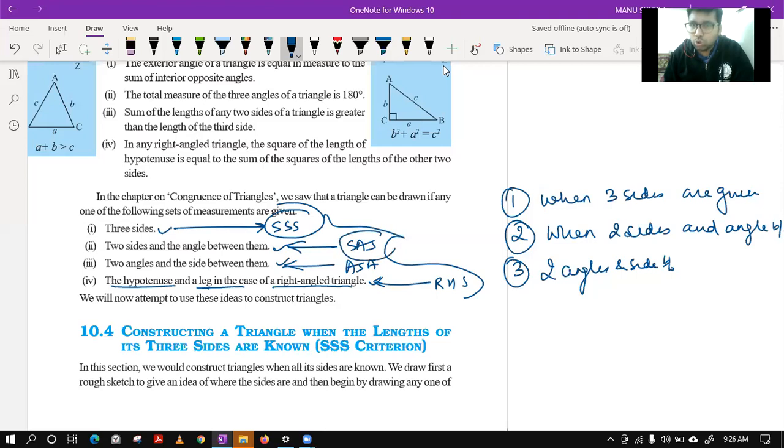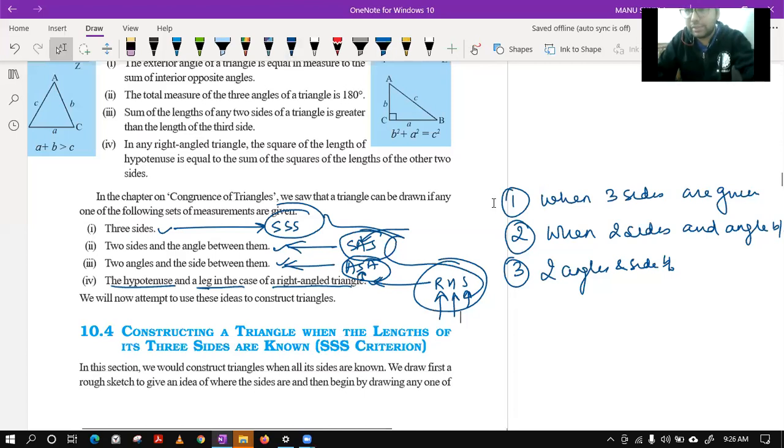If you know two sides and the including angle, please mind that two sides and the including angle, then also you can make a triangle. If you know two angles and the including side, then also you can make a triangle. And if one right angle is there, one hypotenuse is there, and one side is there, then also you can make a triangle easily. These are the four bases which are given to you, so you can make the triangles. Apart from this, if anything is given to you, it would be tricky for you to make the triangle.